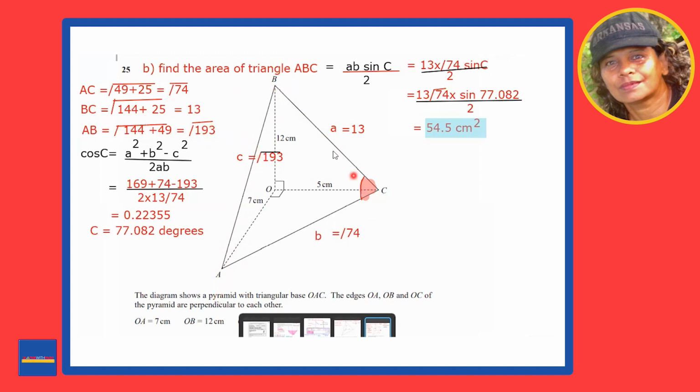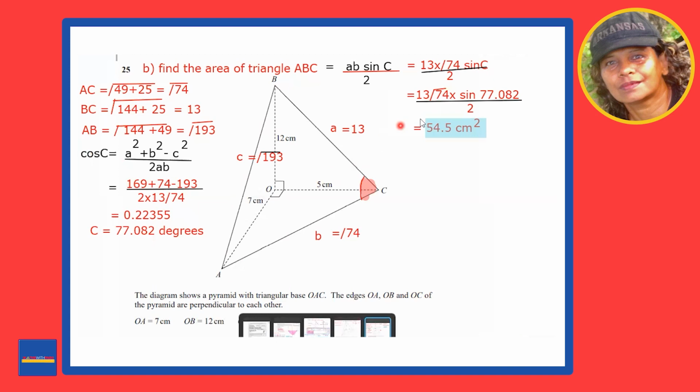When you have 3 sides in a triangle, we can find the angle. So here we're using the cosine rule: cosine of C is a squared plus b squared minus c squared over 2ab. a squared is 169, b squared is 74, c squared is 193. So 169 plus 74 minus 193, divided by 2ab, which is 2 into 13 into the square root of 74. We end up with 0.22355, and cosine inverse of that gives us 77.082 degrees.